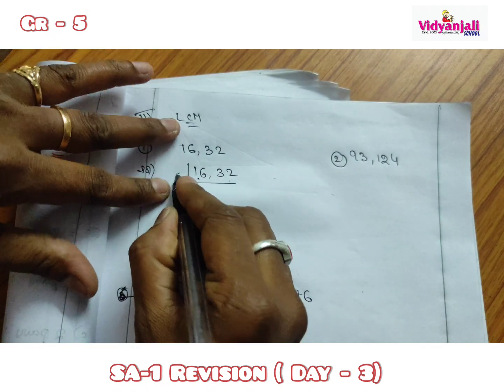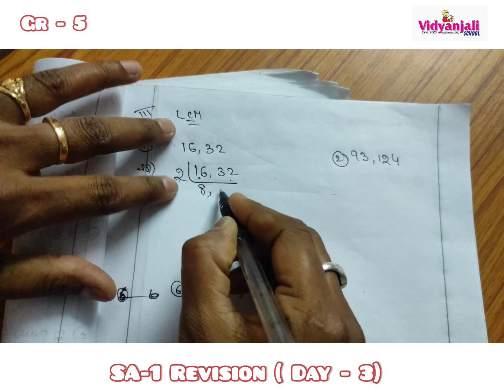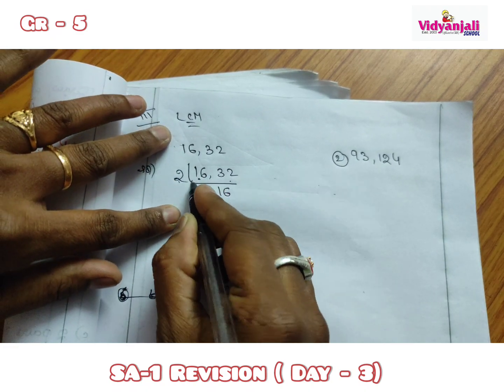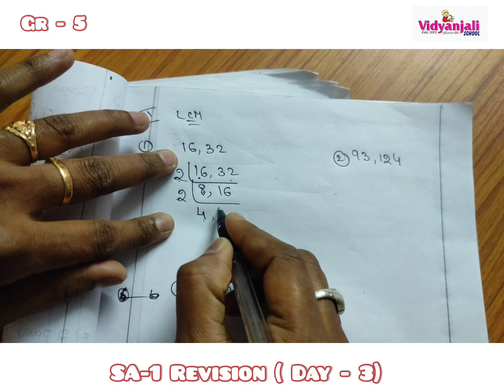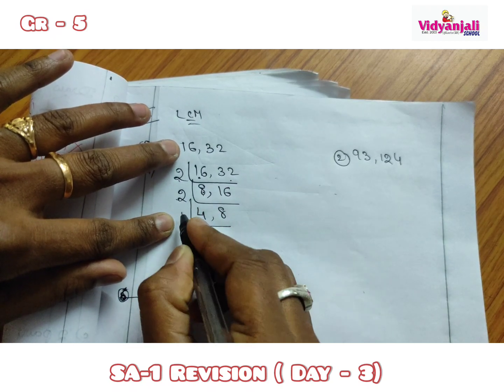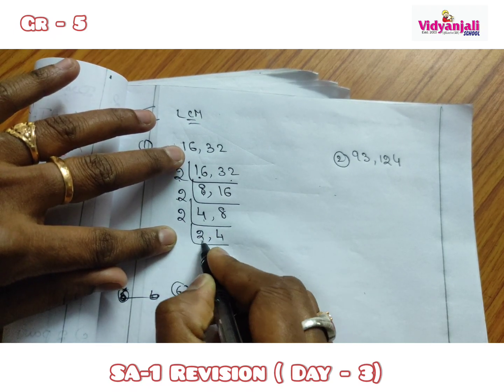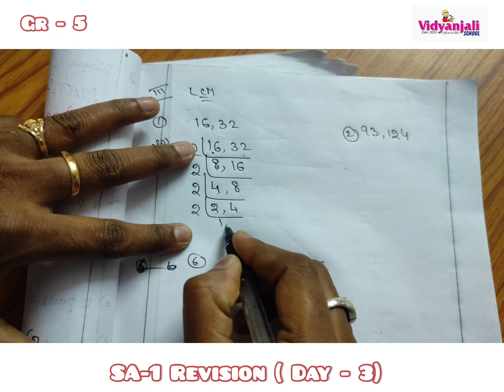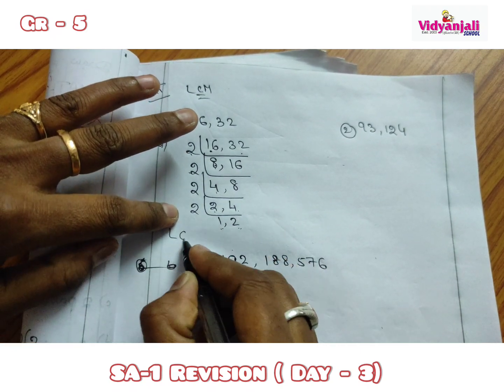16 and 32 are divisible by 2. In the 2 times table, 2 8s are 16, 2 16s are 32. Now 8 and 16 are also divisible by 2. 2 4s are 8, 2 8s are 16. And then in the 2 table again, 2 2s are 4, 2 4s are 8. Again 2 and 4 come in the 2 table. 2 1s are 2, 2 2s are 4. So here we got prime numbers, so we can stop.